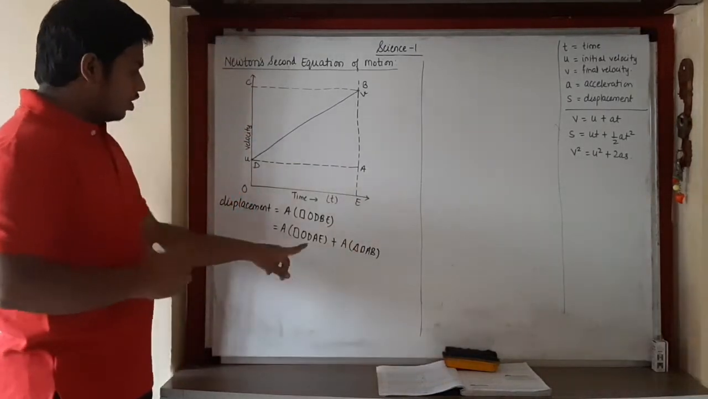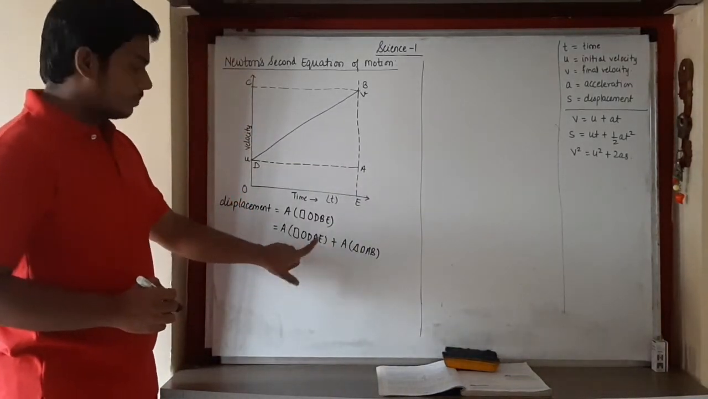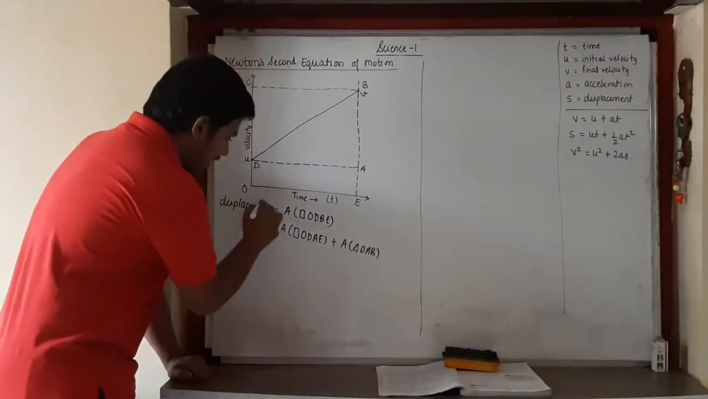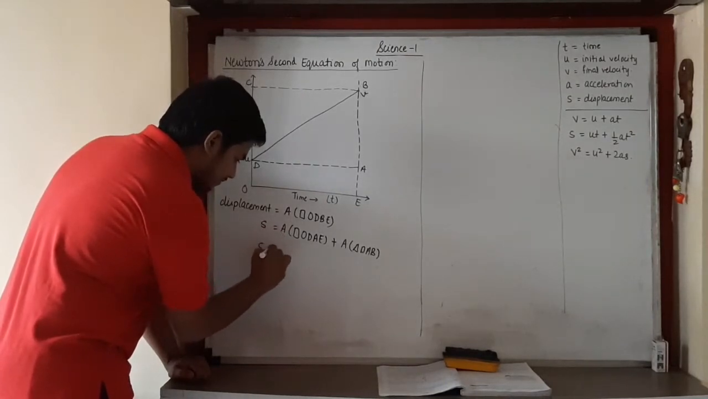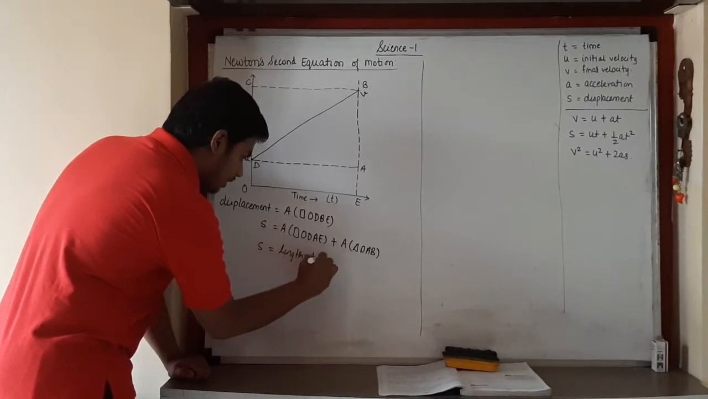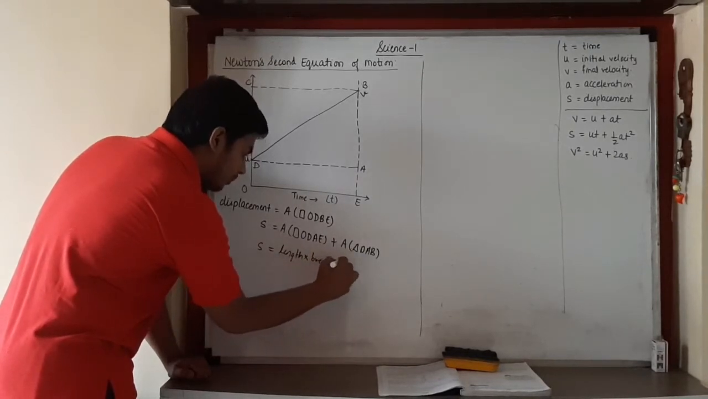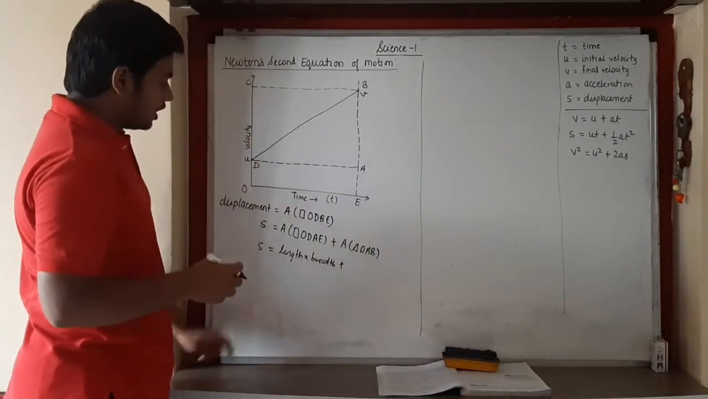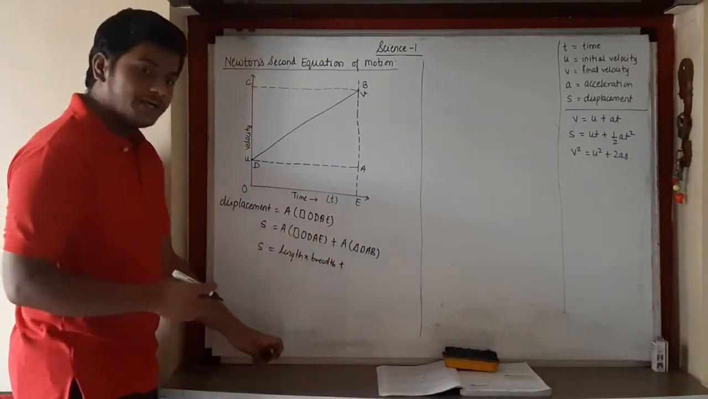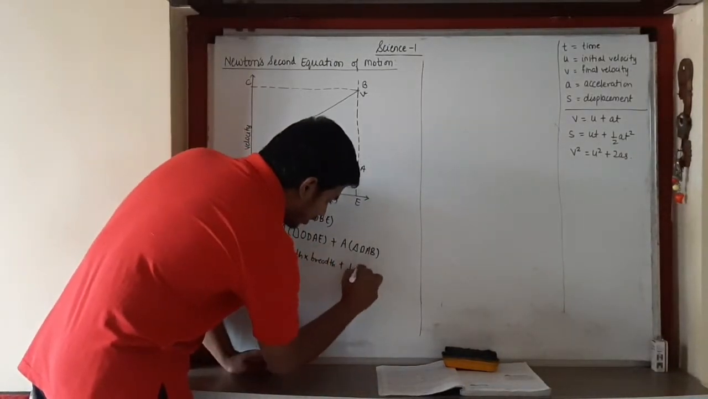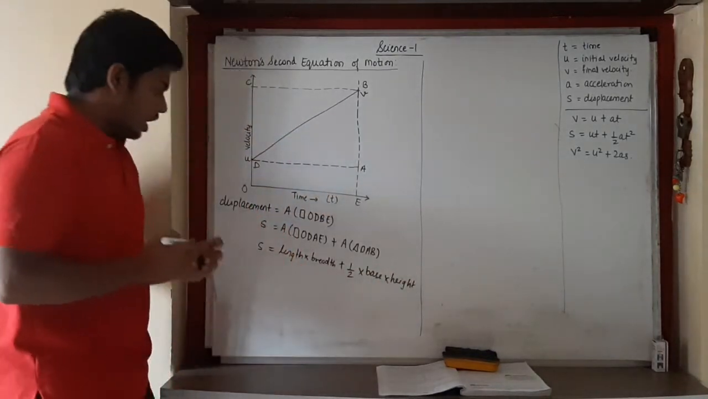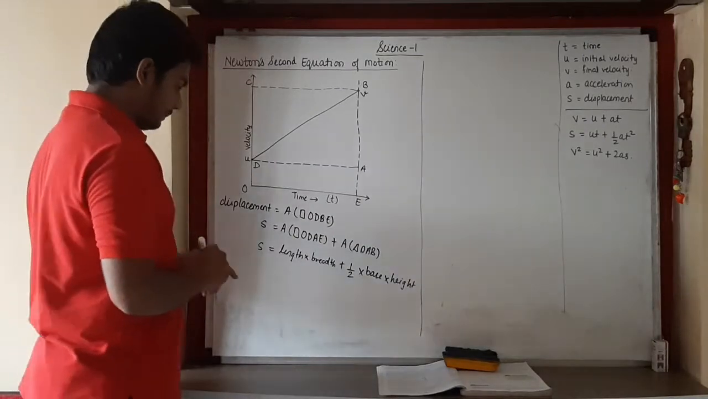Correct? Now we know that area of rectangle is length multiplied by breadth and area of a triangle is half into base into height. Let us substitute displacement by small s. So now this is equal to length multiplied by breadth. Do not make use of symbols such as L and B, because B for breadth and B for base of a triangle might coincide and you all might get it wrong. Area of a triangle is half into base into height.